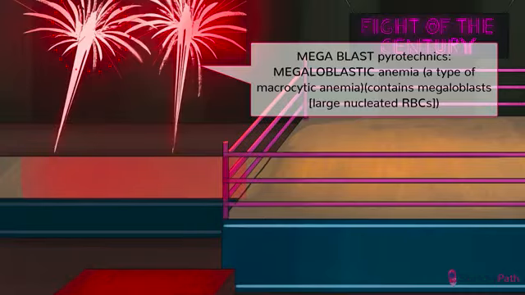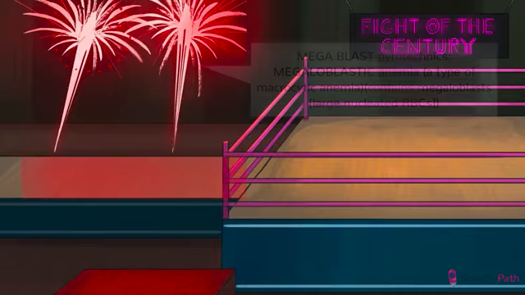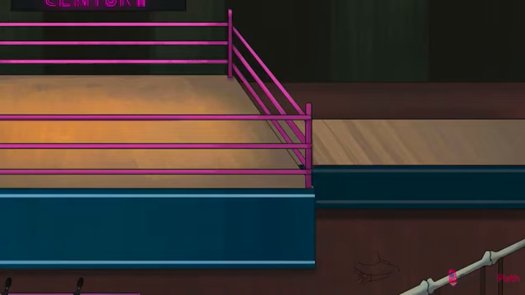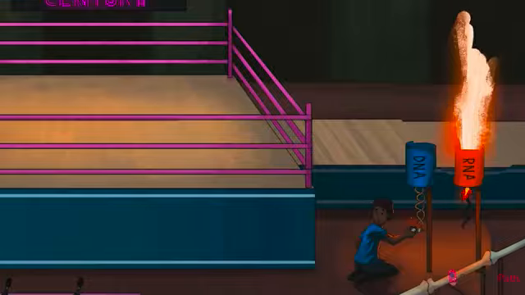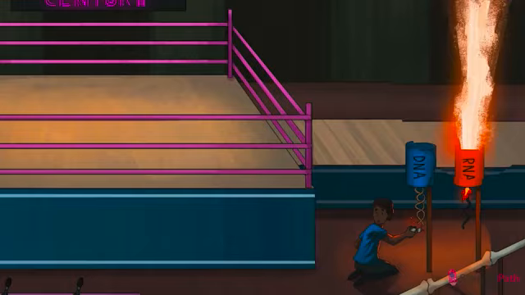Macrocytic anemias can be divided into megaloblastic and non-megaloblastic forms, based on the presence or absence of large nucleated RBCs called megaloblasts. In this scene, we're going to focus on the megaloblastic version, because it's just way more exciting. So what causes megaloblastic anemia? Normally, RBC progenitors in the bone marrow progress through several stages, finally becoming a normoblast, ejecting their nucleus, and leaving the bone marrow as a reticulocyte.